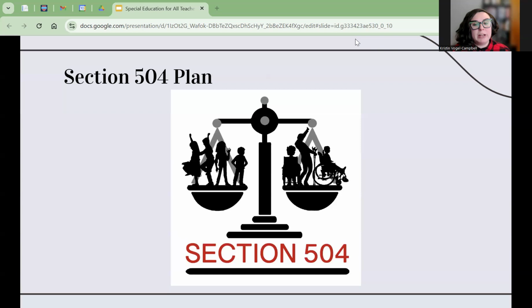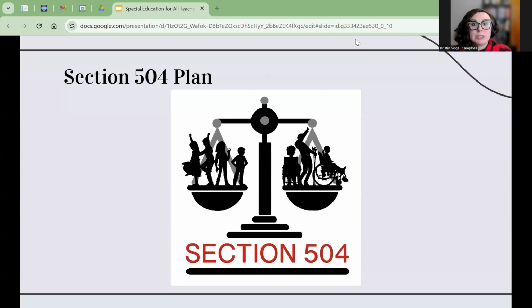A 504 plan includes related services such as speech therapy or occupational therapy in order for that student to be successful in the general education classroom. However, and this is important to note, most students opt to have related services within the realm of special education and through an IEP.